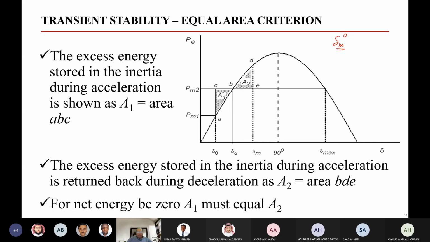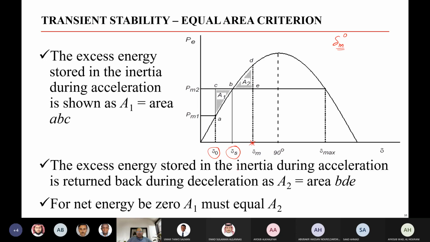Which value? You have delta 0 known, delta S is known. Now we need to guess what delta M is, and we substitute in that equation, and we see whether the right hand side equals the left hand side or not, and then we move right and left until we end up with the right hand side of that equation equal to the left hand side. So how to start with delta M? Is there a wise start for this delta M?